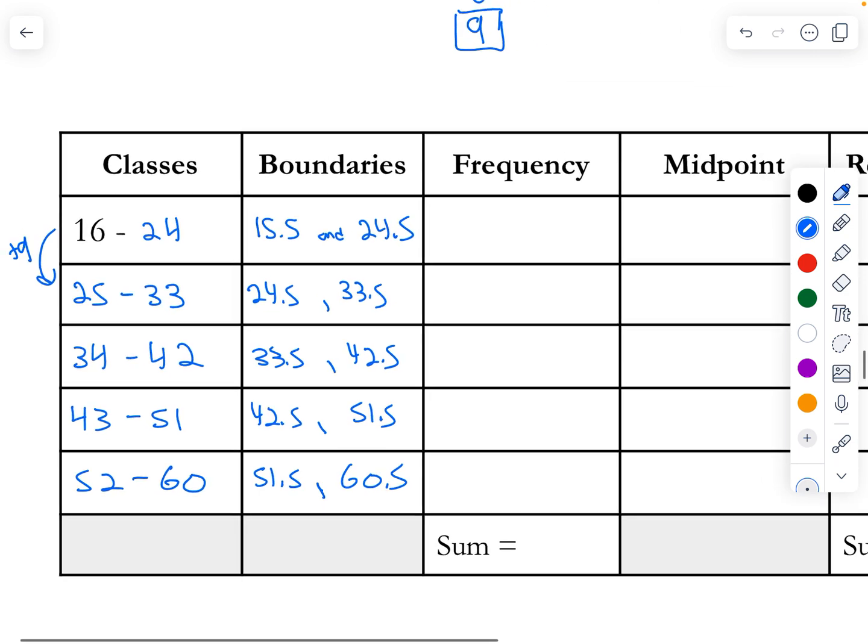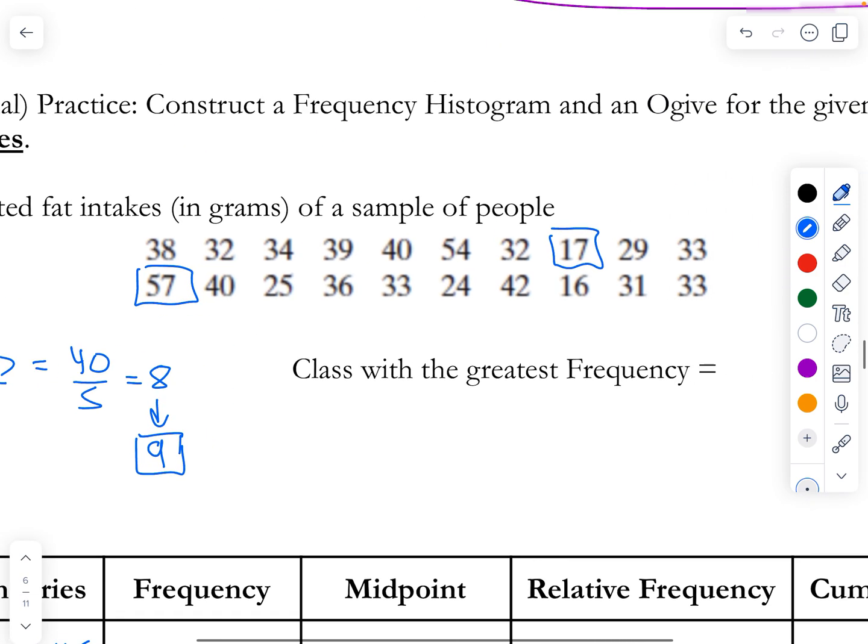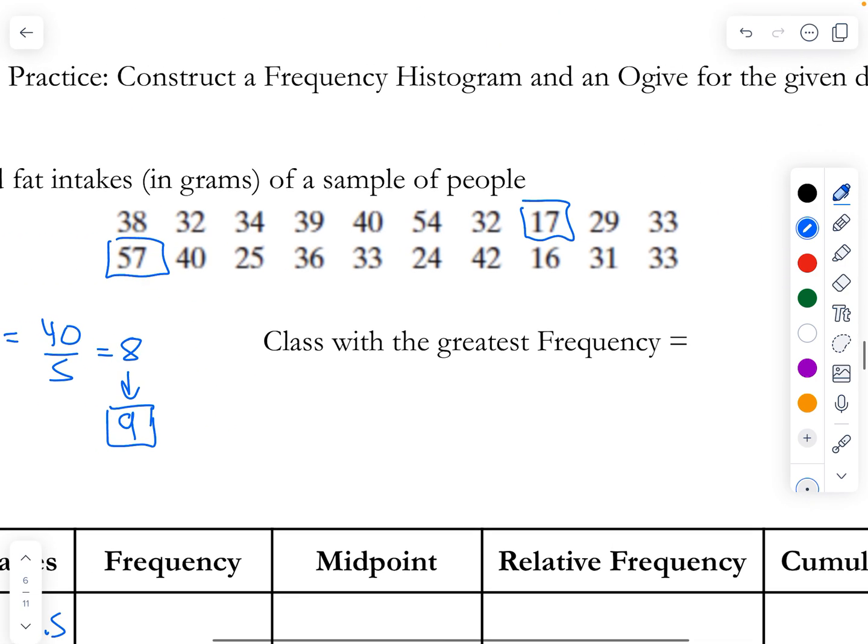Okay, all right, now it's time to count. Frequency is just the count of data entries or values that are in each class. My first class is from 16 to 24. So I'm going to count the numbers that are between 16 and 24. 1, 2. Oh, what a bummer.